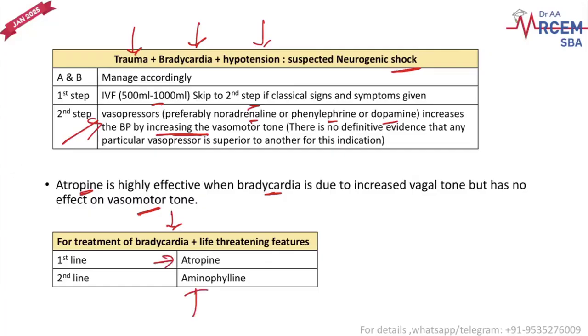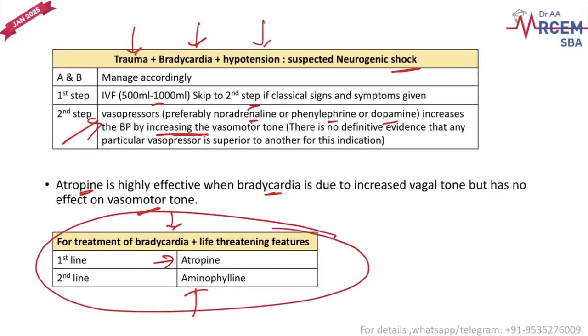Second line of drug is aminophylline. First line of drug remains atropine itself, to decrease the vagal tone. Atropine is the best drug here. It decreases the vagal tone and increases the heart rate. Again, this is not the drug of choice to treat a neurogenic shock. If they're specifically asking what to do or how to treat bradycardia in this individual, then use atropine. How to treat a neurogenic shock? You start a vasopressor like noradrenaline, phenylephrine, dopamine, because you are trying to increase the blood pressure. That should be your main target here.